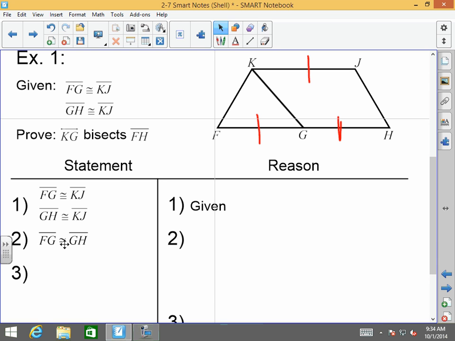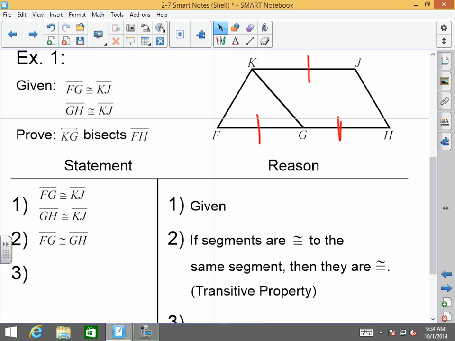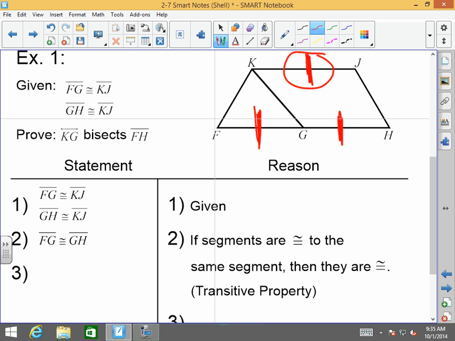Beautiful, son. FG has to be congruent to GH because of the transitive property. If segments are congruent to the same segment, then they are congruent. The same segment here would be KJ. FG was congruent to KJ. GH was congruent to KJ. So that means that FG has to be congruent to GH because of the transitive property.